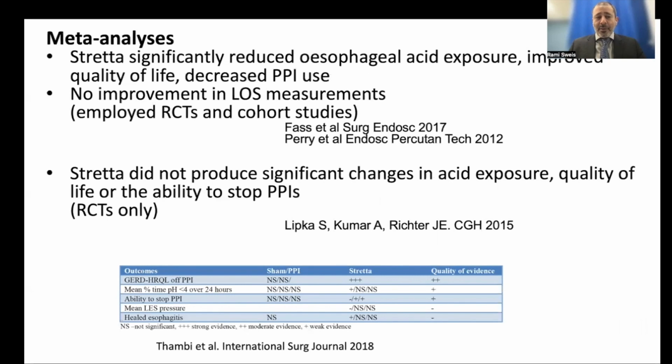Meta-analyses also depend on whether or not you're including the randomized controlled trials with the cohort studies or just looking at randomized controlled trials on their own. When looking at all the studies, including the cohort studies, Stretta seems to significantly reduce esophageal acid exposure, improve quality of life, and decrease the use of PPIs. When you look at randomized controlled trials on their own, Stretta did not produce any significant changes in acid exposure, quality of life, or ability to stop PPIs.